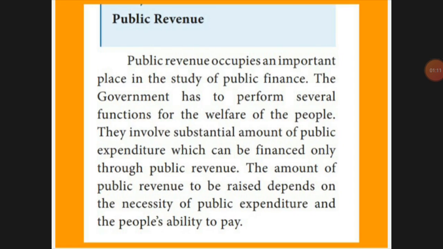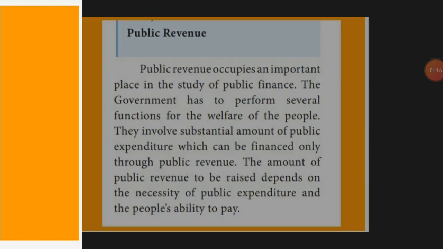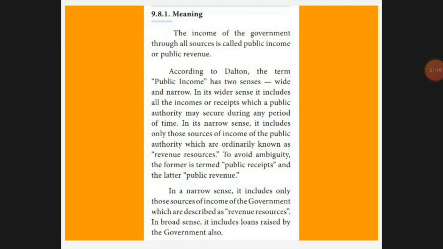This public revenue can be categorized by Dalton, the economist, in two senses, that is, wide and narrow. Wide in the sense of all the income and receipts of a public authority, and narrow in the sense of the income of a public authority. To conclude, it is a public receipt, and then it is called public revenue.